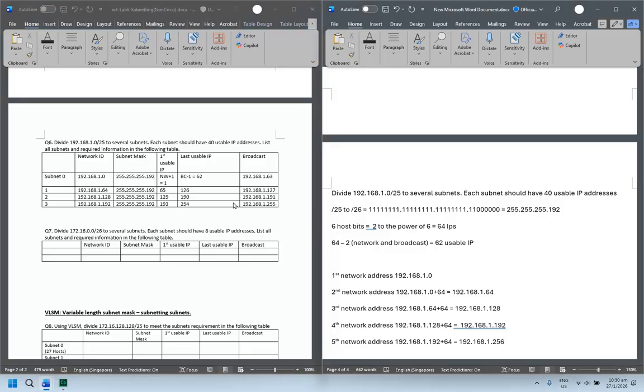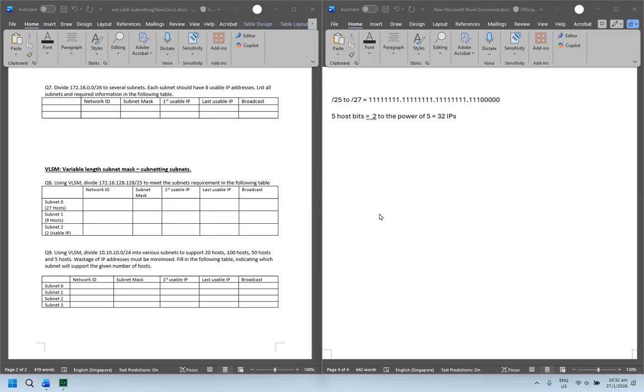Okay, so this is how, given a specific network address with a subnet mask, you split them up, or do subnetting into smaller groups of addresses for efficient usage of the IP address. Okay, let's move on to question 8.